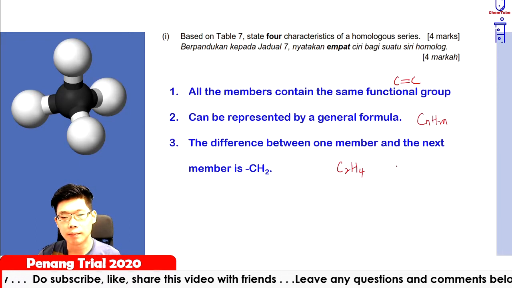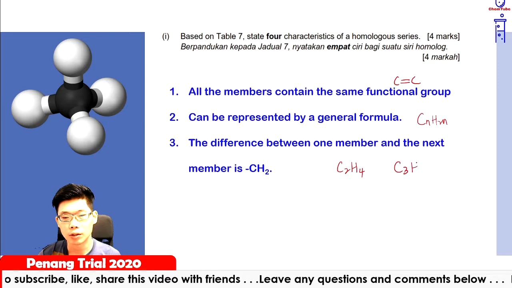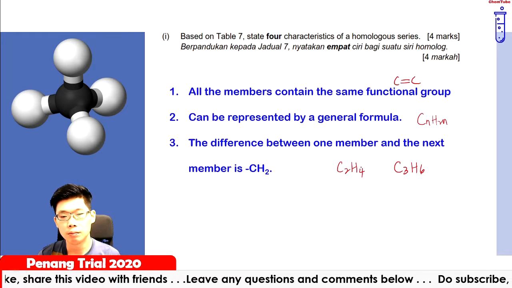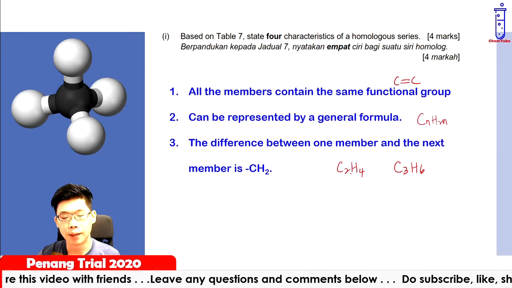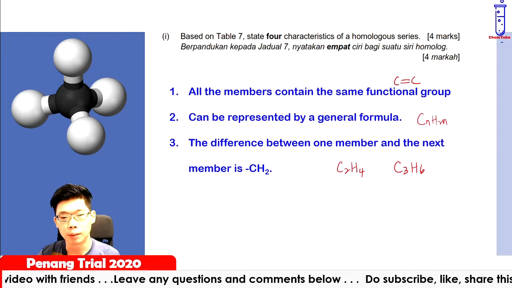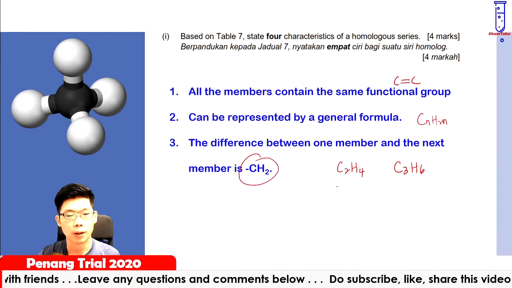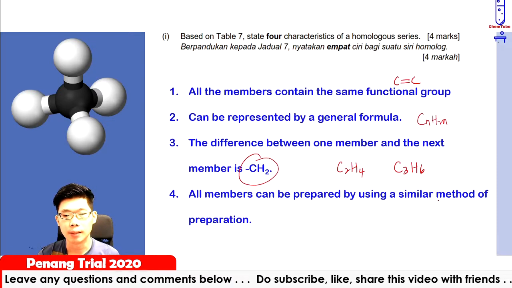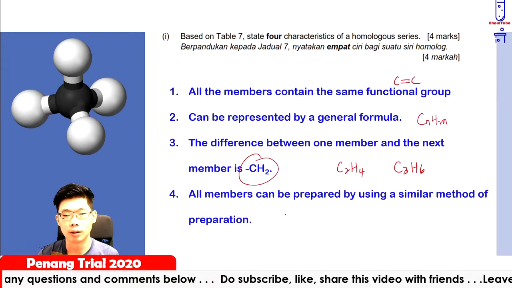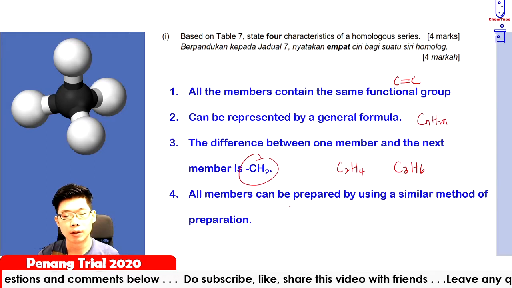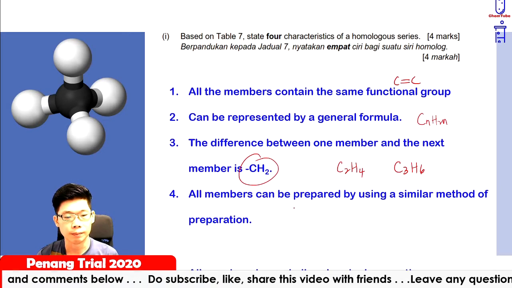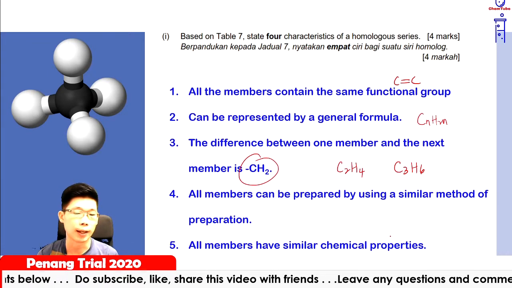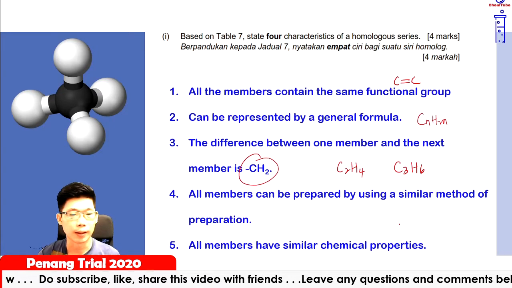The next member is propene, so it's C3H6. The difference of these two members, ethene and propene, is CH2, and so on. Number 4, all members can be prepared using similar methods of preparation. Like the table just now, all can be prepared using dehydration. Number 5, all members have similar chemical properties, as shown in the table. Actually, you can get the info from the table just now.